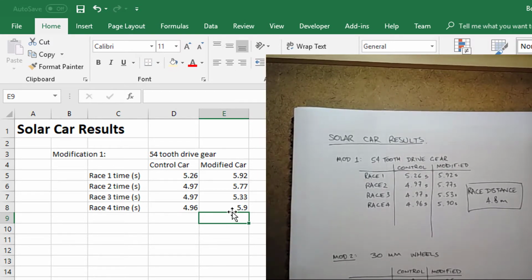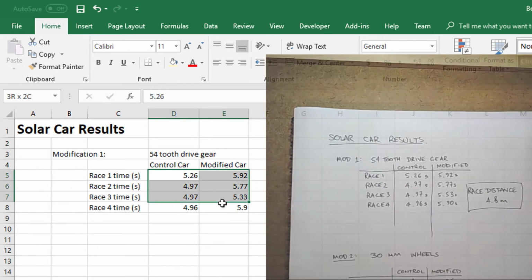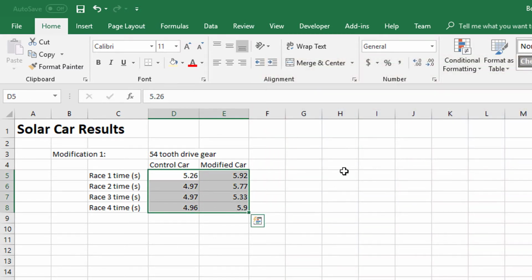See how when I put 5.90, I actually typed 5.90, but Excel said, well, that 0 means nothing, so it's just recorded 5.9. But my stopwatch actually said 5.90, and that 0 tells me how accurately I measured it. I want that 0 there. So what I'm going to do is select all of these cells here, and adjust the number of decimal places. So here, decrease decimal place or increase decimal place.